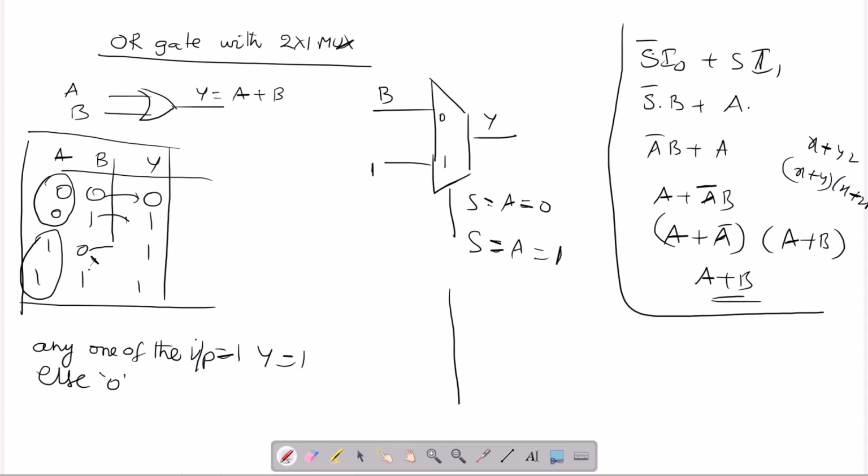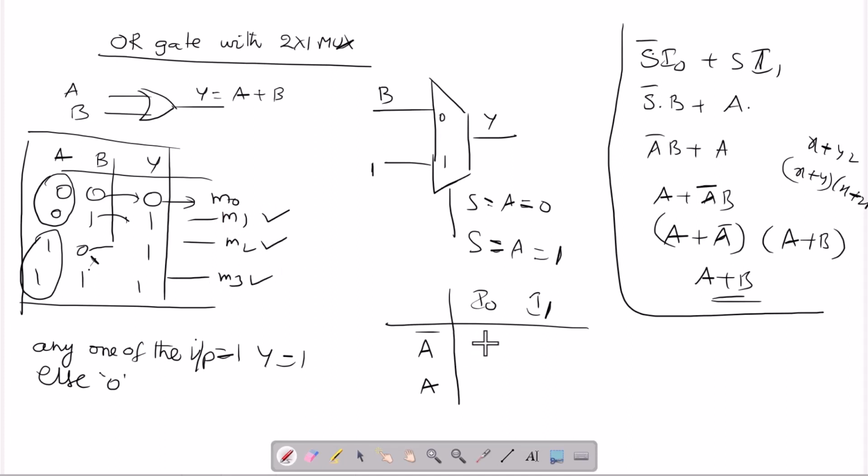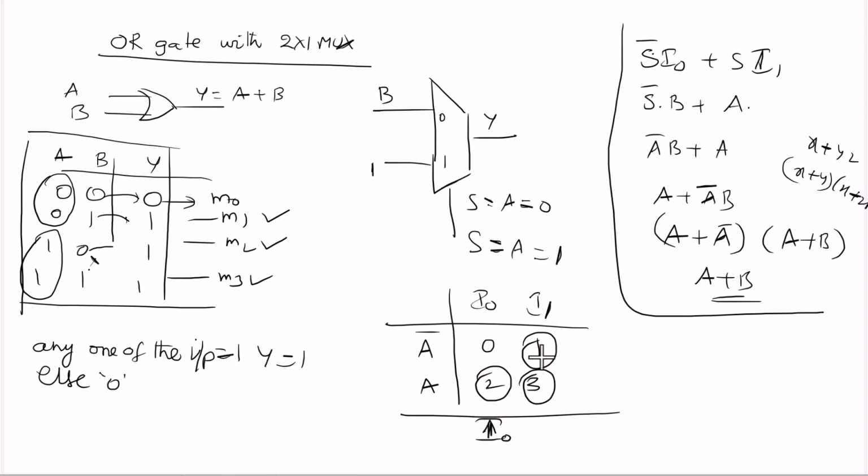Coming to another way, this is I0 and this is I1. Here we assumed that S is equal to A, so this is A bar and A. In the truth table, the min terms can be written here as M0, M1, M2, M3. So M1 is 1, M2 is 1, M3 is 1, so 0, 1, 2, 3 have 1 at 1, 2 and 3. If any one of the inputs is there, you can write it here as I0. And here both inputs are selected, so you can write it as 1.